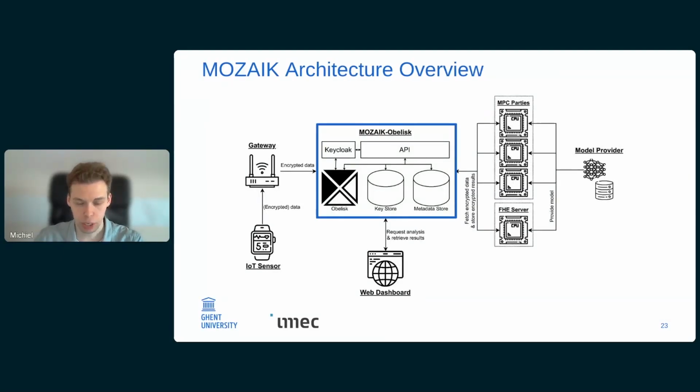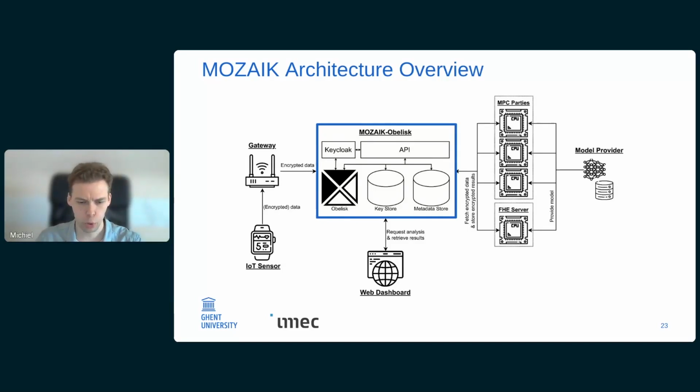This is the MOZAIK Obelisk, and like I just said, Obelisk is the data store we use to actually store the IoT data. But Obelisk itself is not privacy preserving, so we built a lot of components around Obelisk to make sure it works together with MPC and FHE, so that we can enable the privacy preserving computation.